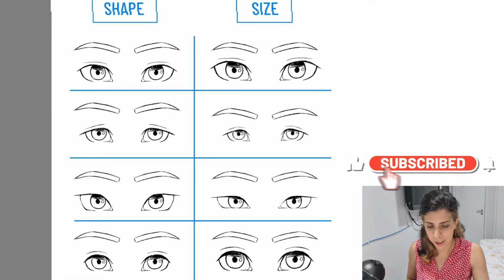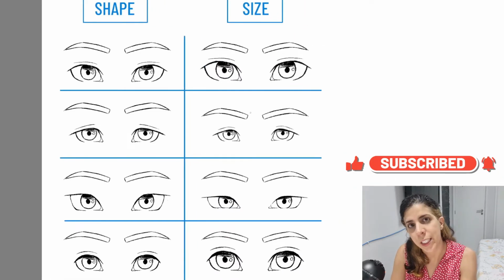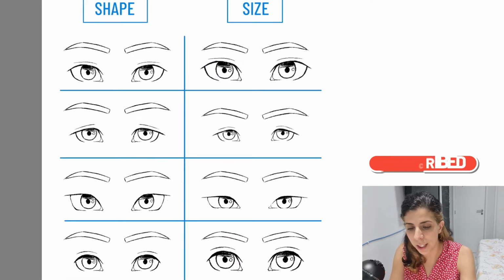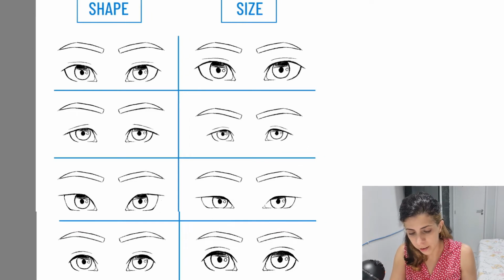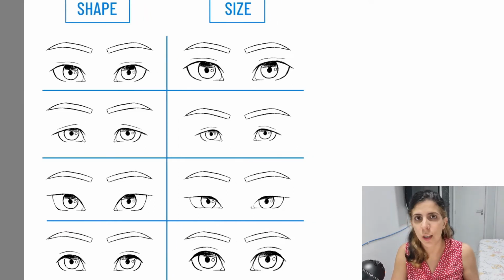The second one is changing the size. You can see the one on the left compared to the right one is larger. The second one is smaller, and then smaller and larger again. And that is also another element we can use to design our characters.